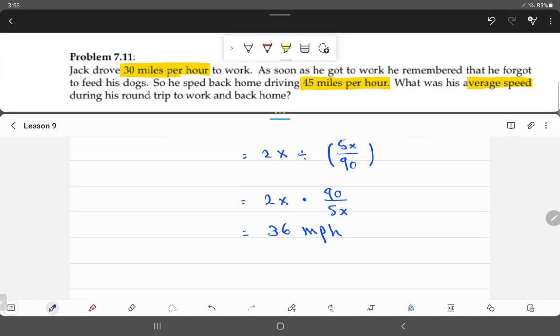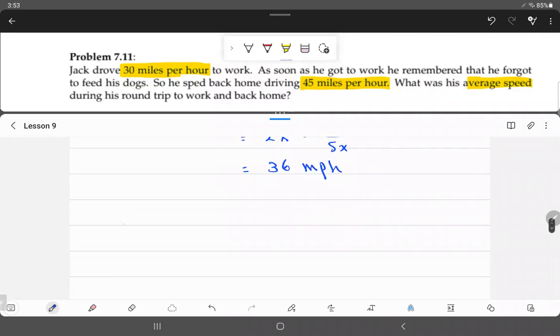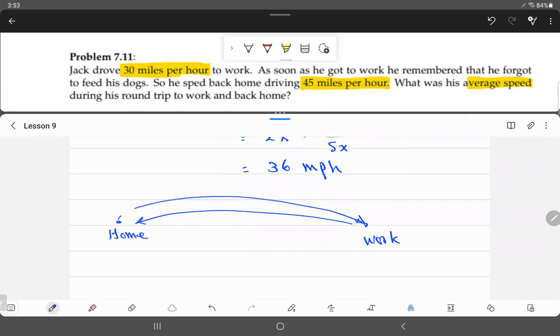So as I said, first of all, we found the total distance, and the distance is constant because this is his home. This is his work. He went here, then he got back again. So the distance is fixed. The rate is different. Because the rate is different, the time is going to be different, right? Okay.